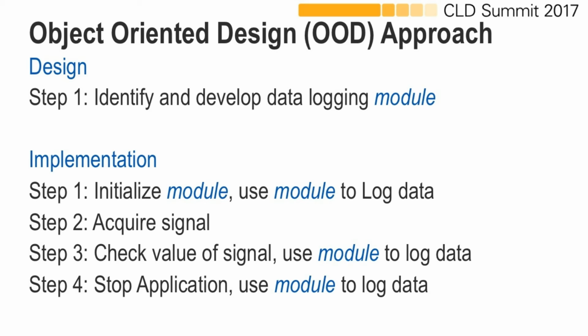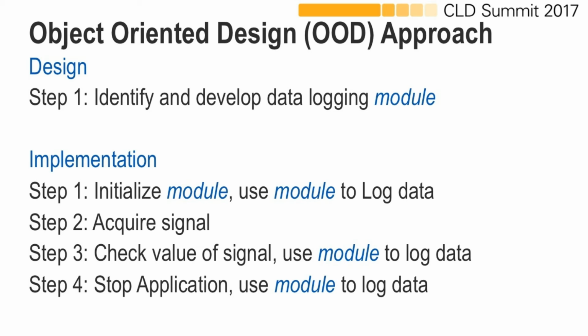In the first step, rather than starting with steps, we identify and develop a data logging module. During the implementation part, we use this module to handle responsibilities associated with file logging. So once a module is created, we initialize the module and then we use the module to log the data rather than using some random sub VI or some different module.